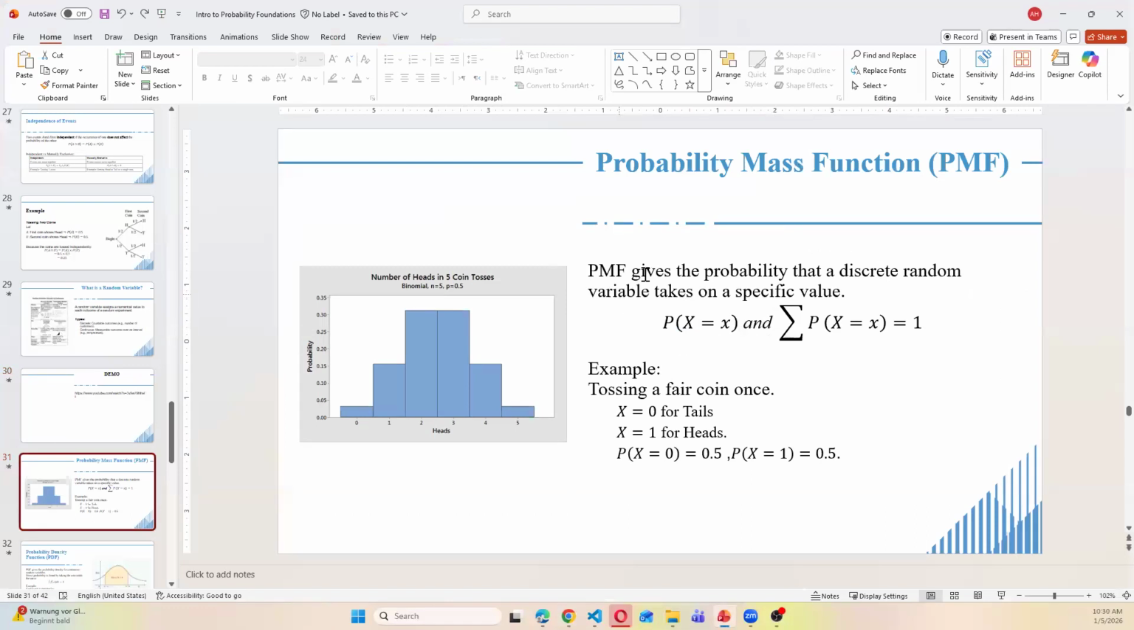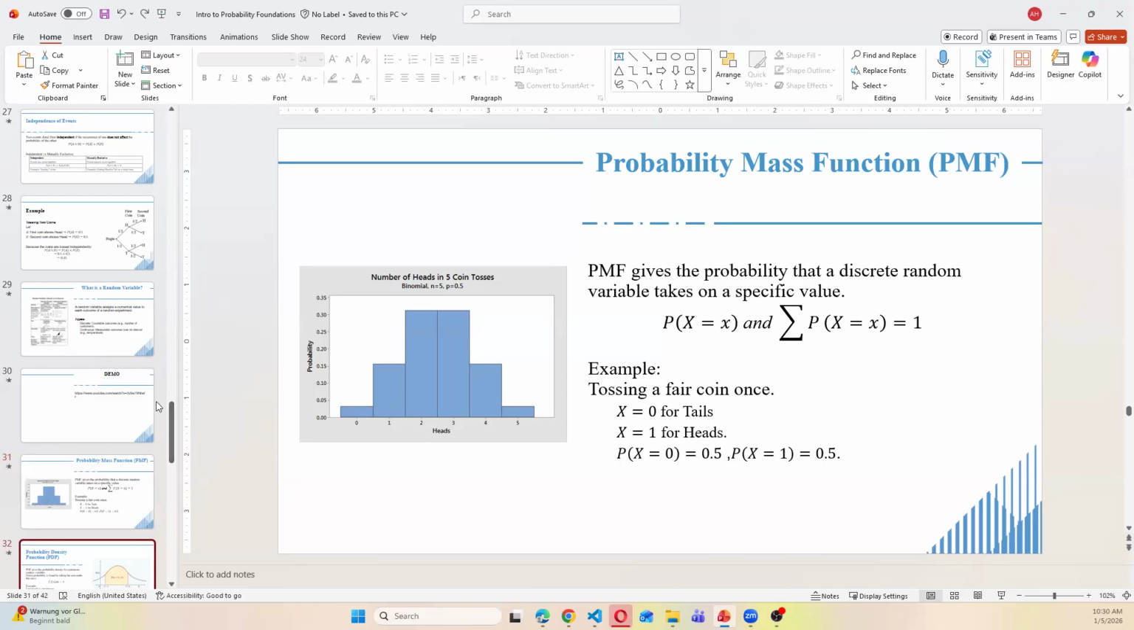So the probability mass function is PMF, and it is for a discrete random variable. The PMF gives us the probability that a discrete random variable takes on a specific value. For example, with a fair coin flipped once, it could be 0 for tails and 1 for heads. So the probability of x for tails is 0.5 and for 1 is 0.5. You can say the summation of the probability of x is equal to 1, for example over 0, 1, 2, there could be many discrete values.